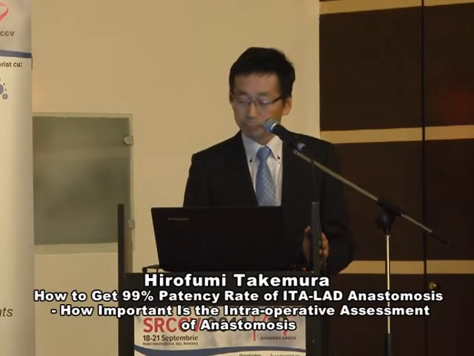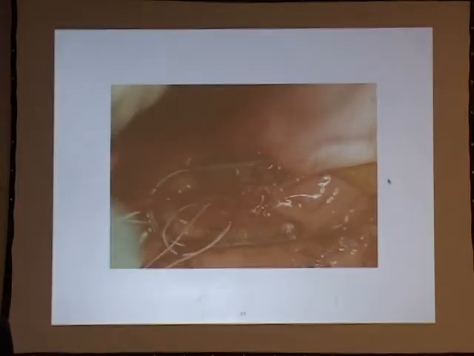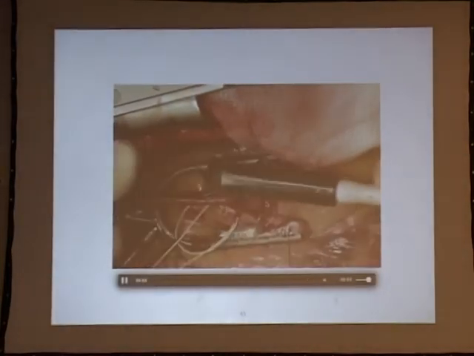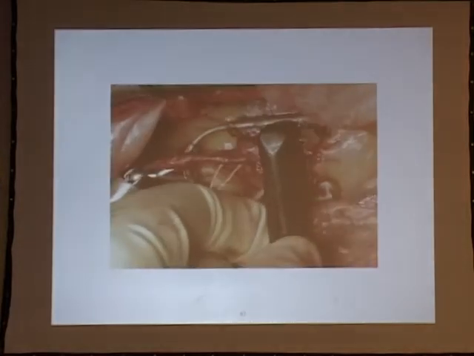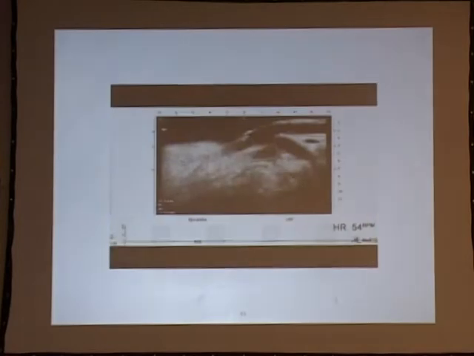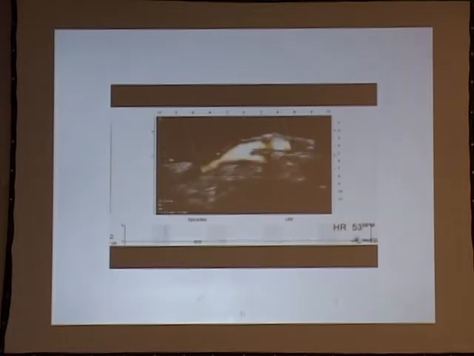We can see the anastomosis by ultrasound image. I put a stabilizer and with a jelly and with some sheet like this, longitudinally and transversally, we can see the anastomosis. So this is the LITA to LAD. We can see the anastomosis very clearly. And also we see the Doppler color.